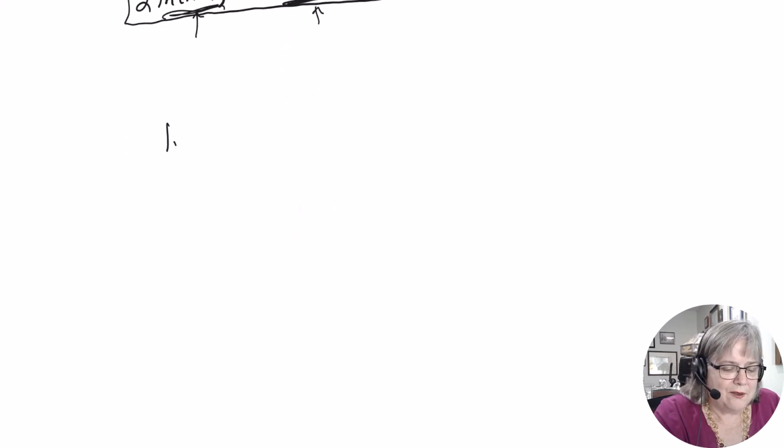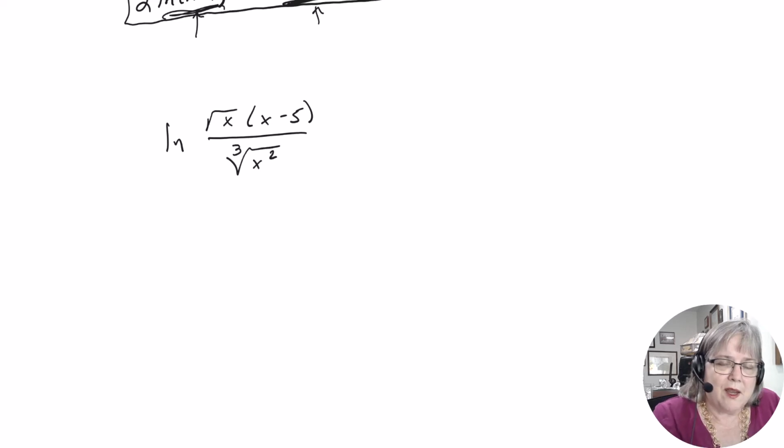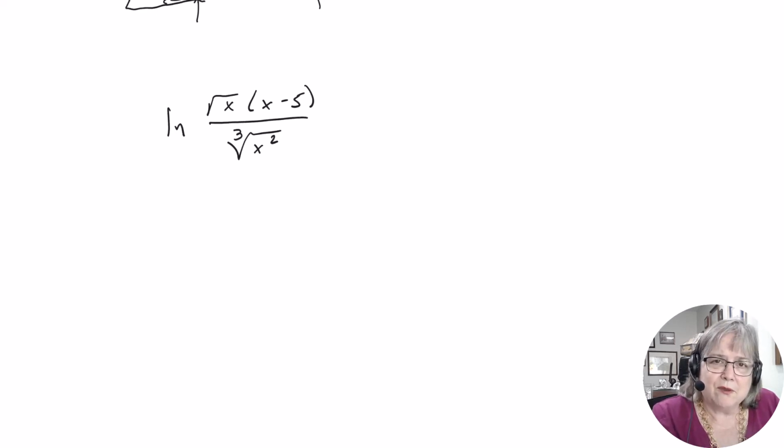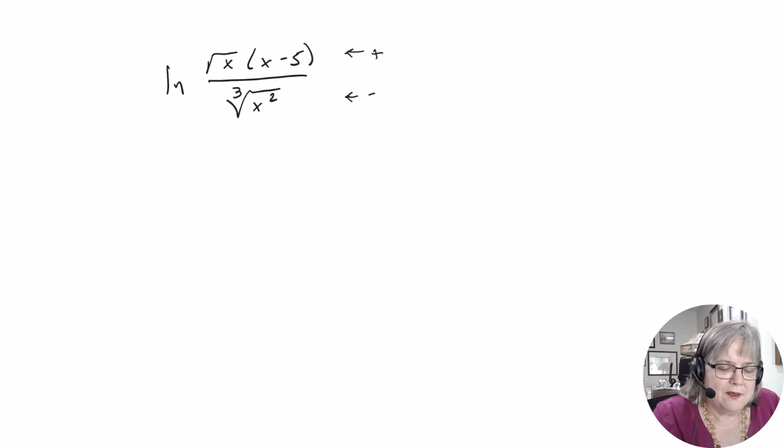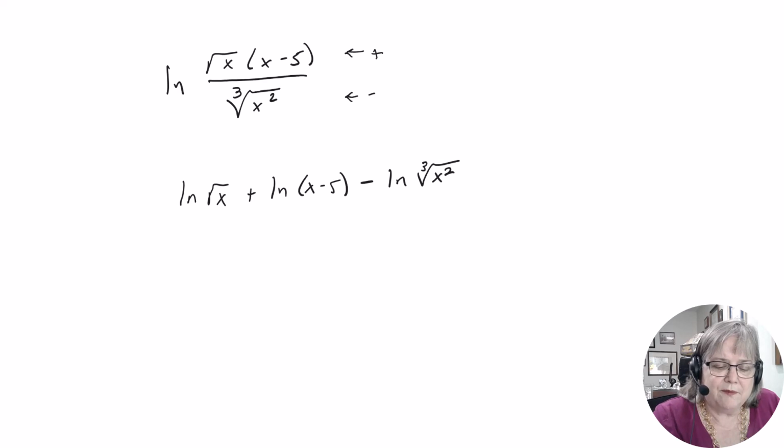Okay, so what if we have the natural log of the square root of x times x minus 5 over the cubed root of x squared? And I want you to write it as the sum or difference of logs, right? So you're going to separate it out. Everything that's on the top is going to be plus. Everything that's on the bottom is going to be minus. So you'd have the natural log of the square root of x plus the natural log of x minus 5 minus the natural log of the cubed root of x squared.